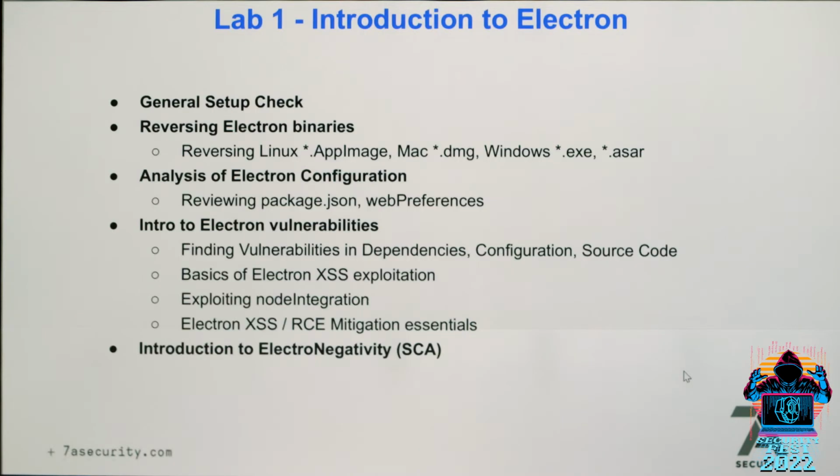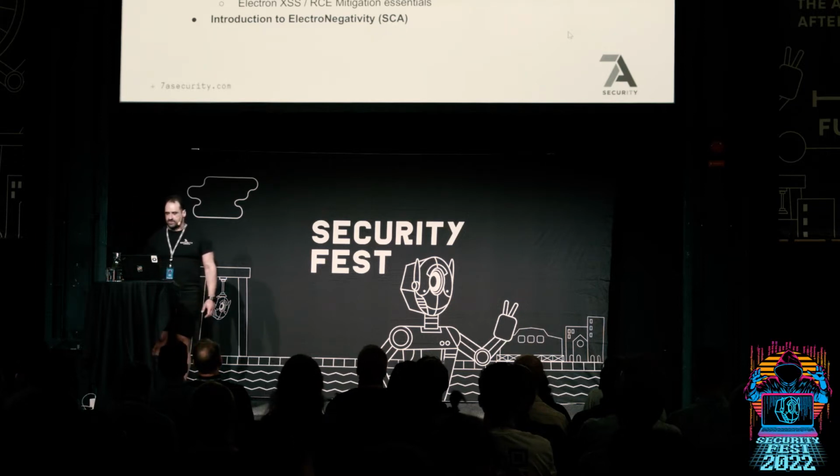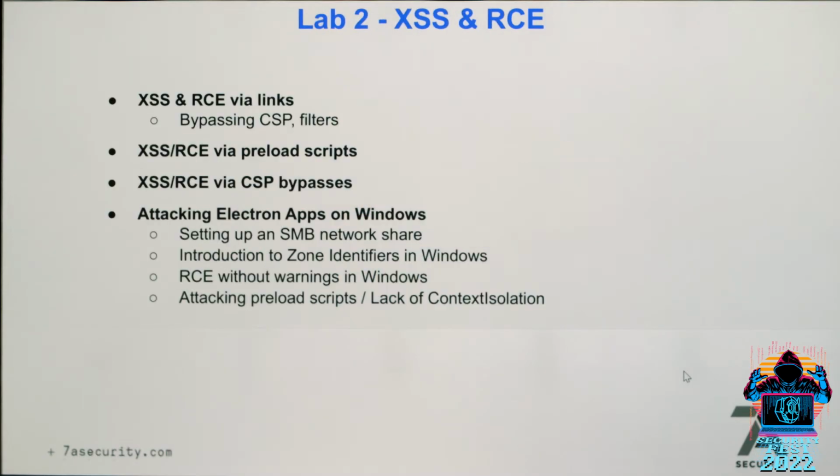So I'll just talk about what we are going to be talking about today, right? Today we are going to see a bit of the web preferences, so how to set the security settings in Electron application, the package.json. We will see a bit of Electron XSS exploitation, how to exploit when node integration is enabled, and then some mitigation essentials. I'll also show electronegativity.